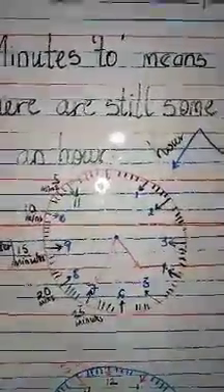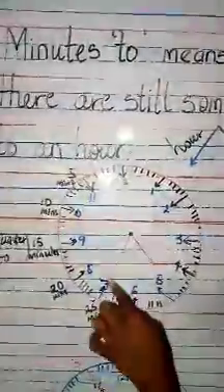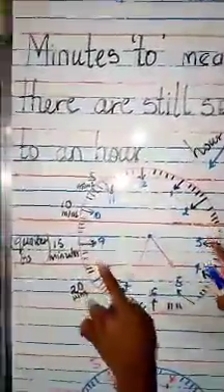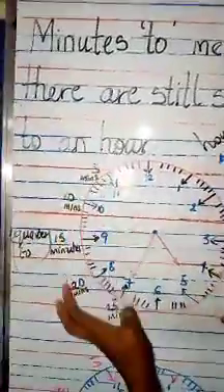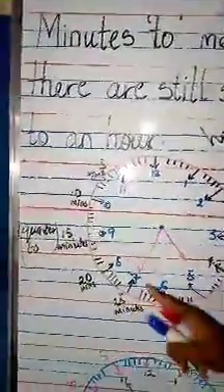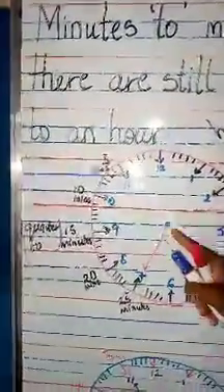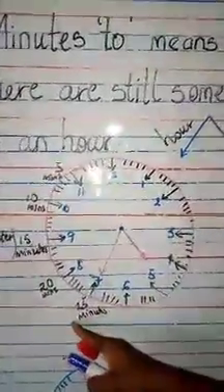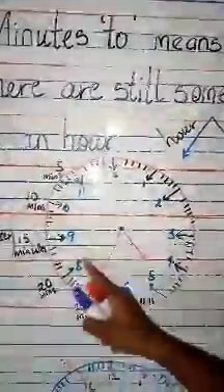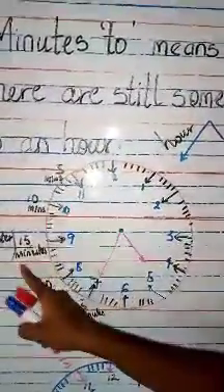Did you get that? Now look at this. Remember, these numbers you are seeing inside this clock are for hours. The ones we see outside are minutes. So when you see 7, don't say 7 minutes. No, it's for hour. Once you see the long hand pointing, look for the minutes. 7 is 25, 8 is 20, 9 is 15 minutes, 10 is 10 minutes, 11 is 5 minutes.